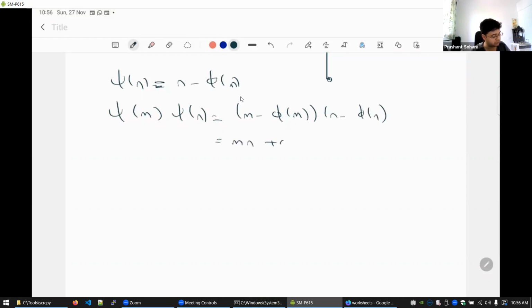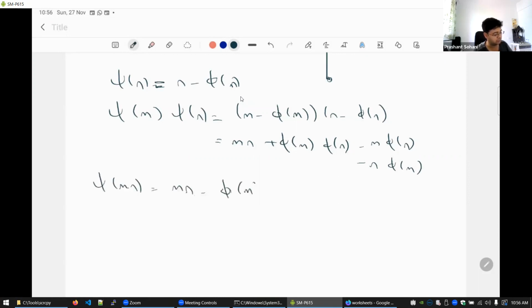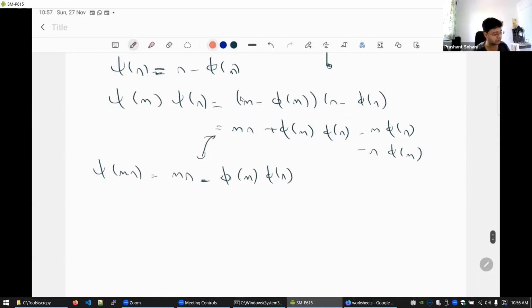if I expand this, it will be the following, and psi of mn will be mn minus phi of m phi of n. And we are given the condition that these two are equal. So therefore, what will we get? mn will cancel and we'll get m phi n plus n phi m equal to twice phi of m phi of n.